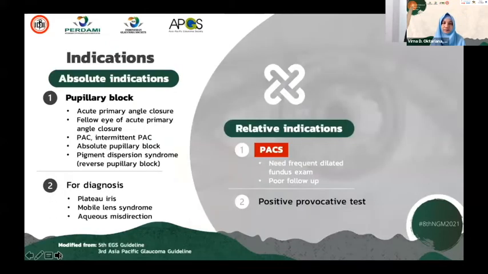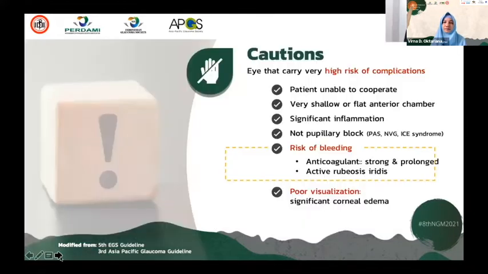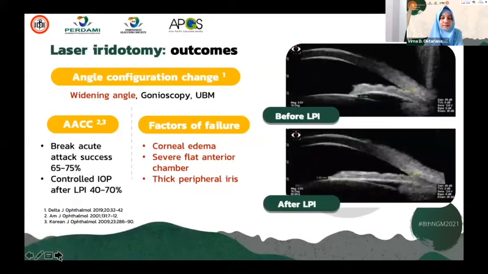Laser iridotomy is something that we are most familiar with. The indication is absolute in the pupillary block mechanism, whether in the acute or other settings. However, in PACS eyes nowadays, the role of iridotomy is still under debate, whether or not it should be performed in every case of PACS. When you do the iridotomy, some caution is needed, because in eyes with risk of bleeding you can cause hyphema or hemorrhage, or in eyes with poor visualization with significant corneal edema, the iridotomy will not be successful, or somehow you can cause corneal injury.